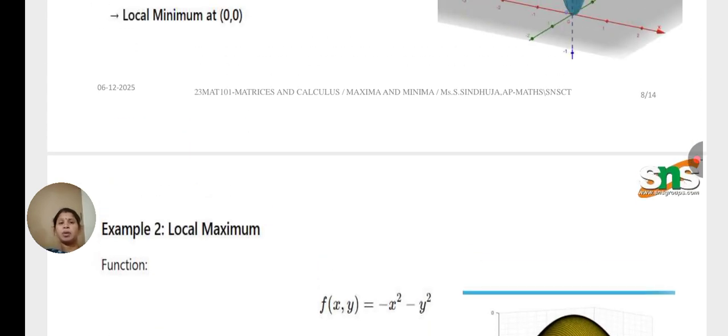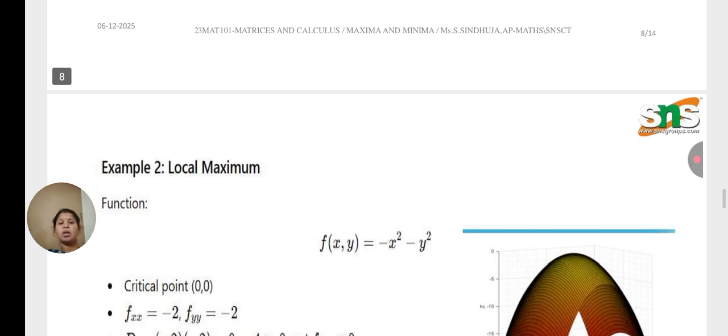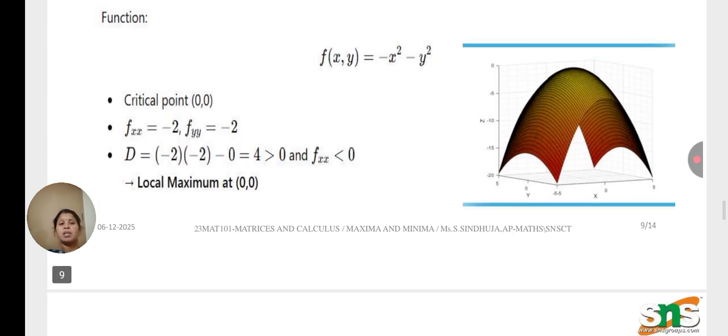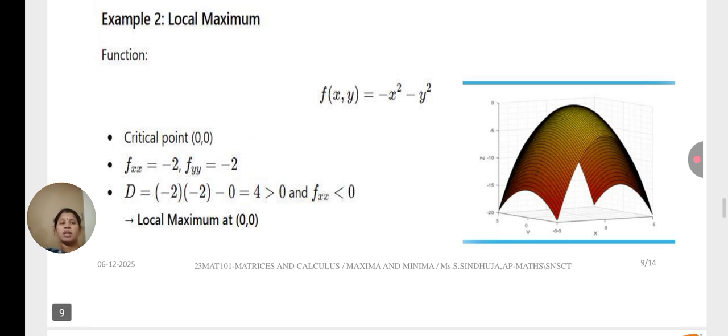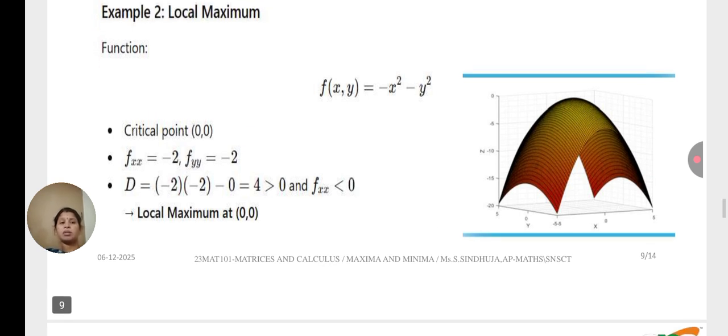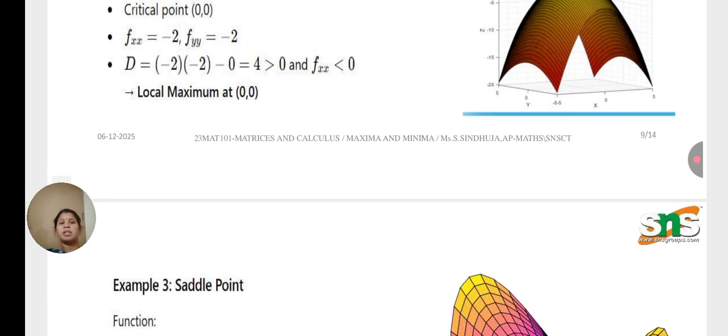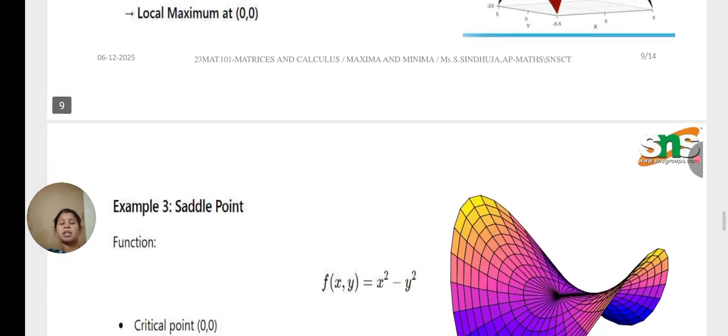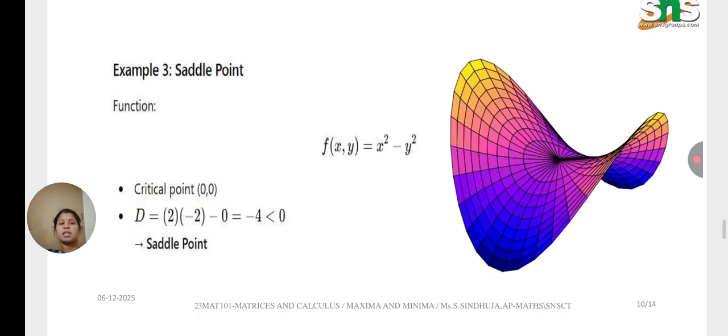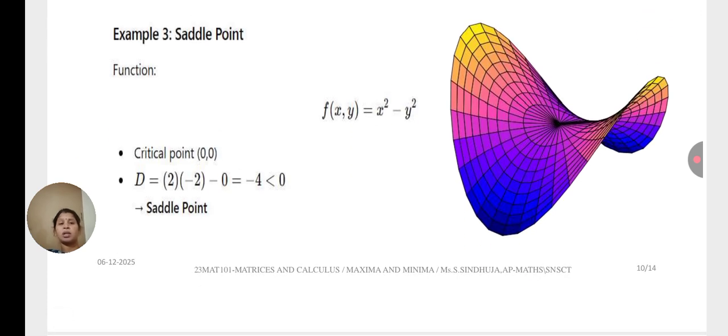at the point (0, 0). Now for a local maximum, D should be greater than 0 and fxx should be less than 0. Here we take the function f of x comma y equal to minus x square minus y square. We get capital D as 4, which is greater than 0, and fxx less than 0. So it is a local maximum.